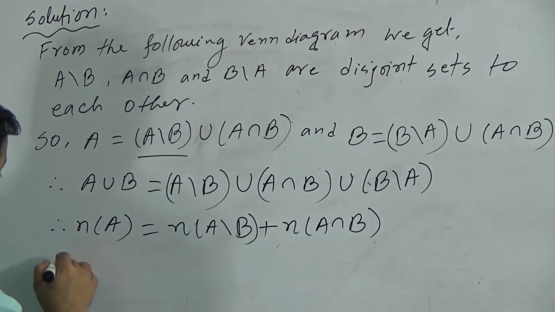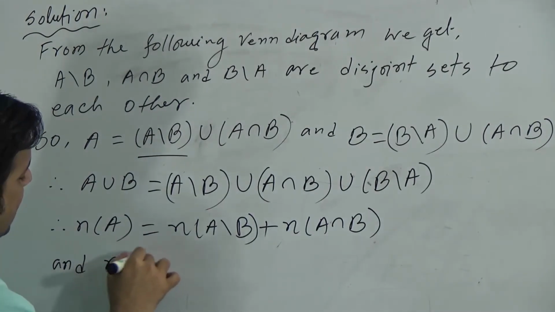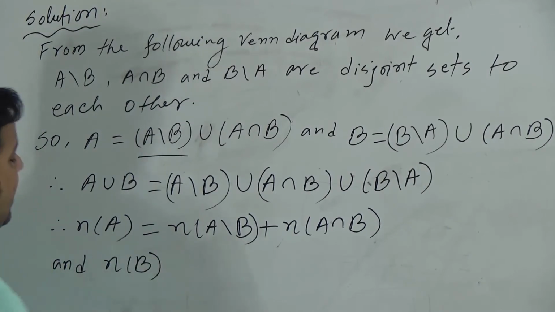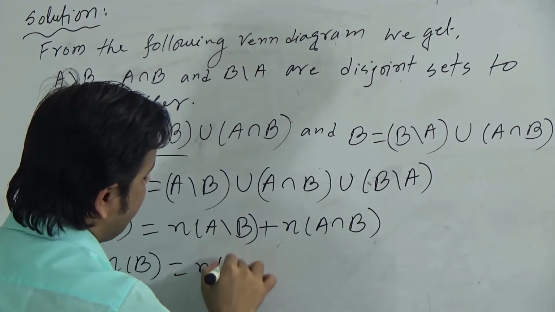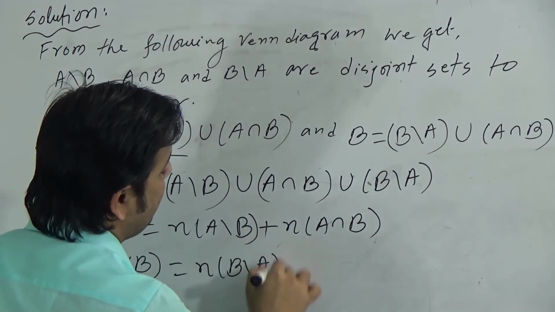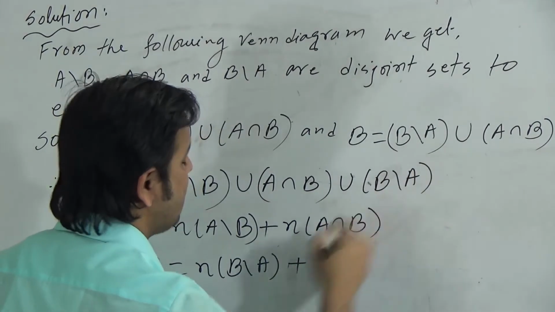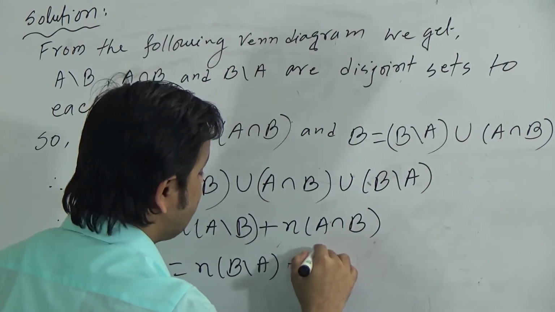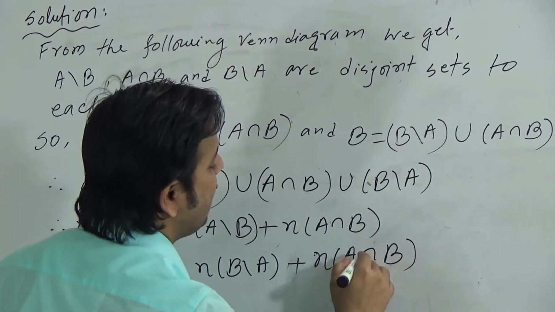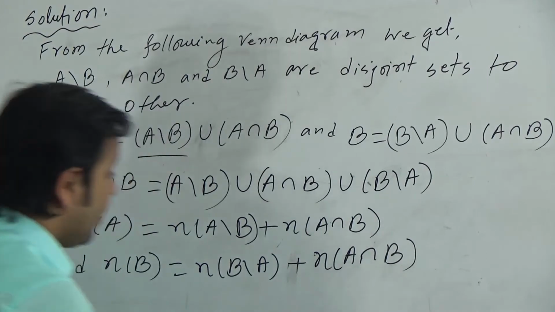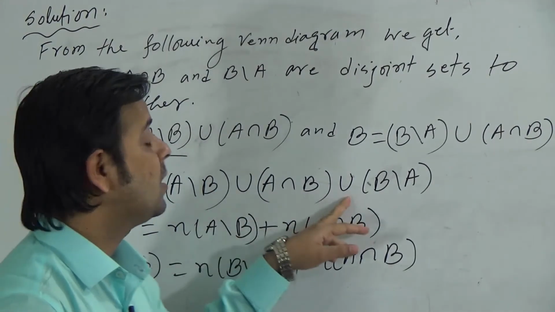And we can determine the number of elements of set B. What will be the number of elements of B? The number of elements of B delete A, and as here is union, we have to use the sum sign. Dear students, you need to remember that when you write the number of elements, you have to use the addition sign if you see the union.